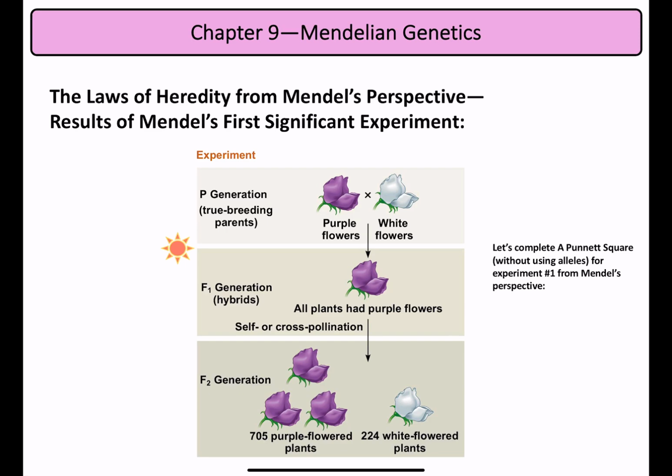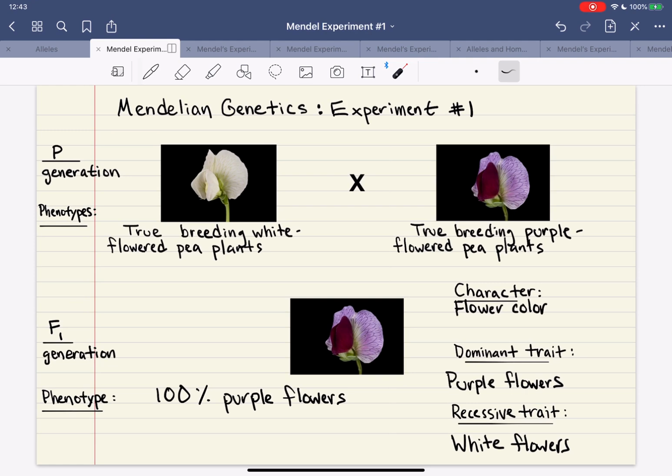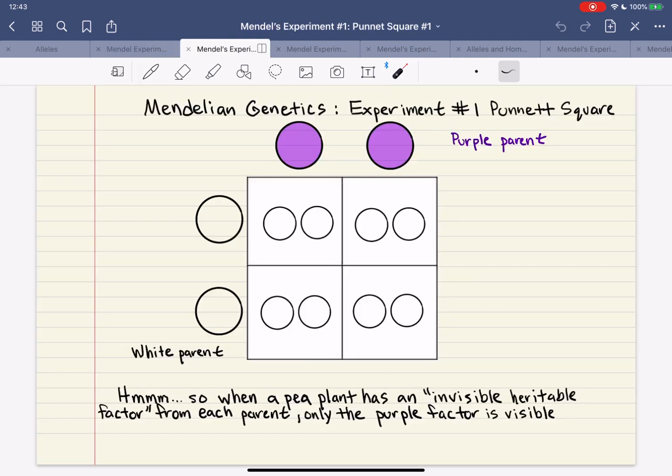Now, I'm going to do a Punnett square from Mendel's perspective. Okay? Now, we're going to do all kinds of Punnett squares here in Chapter 9. This will be our first introduction to one. Now, if you've ever done a Punnett square, you've probably used letters, uppercase and lowercase, instead of colors. But again, Mendel doesn't know anything about genes or alleles, so we're looking at this from his perspective. Then we'll go back and fill it in with modern terms. So from his perspective, you have the purple parent and the white parent.